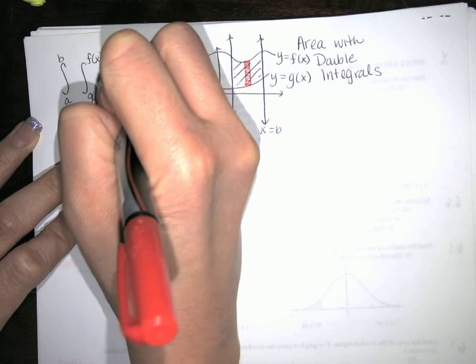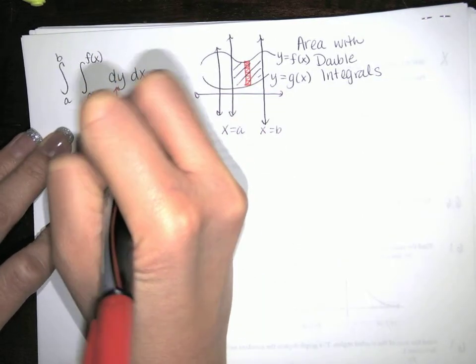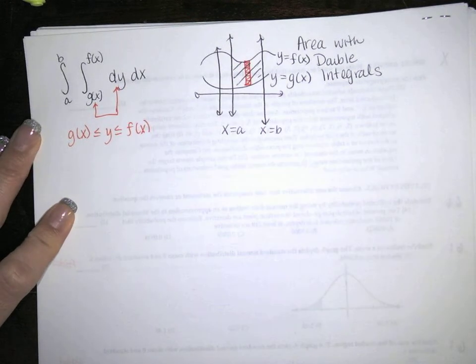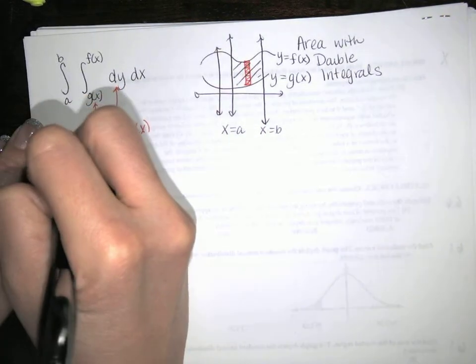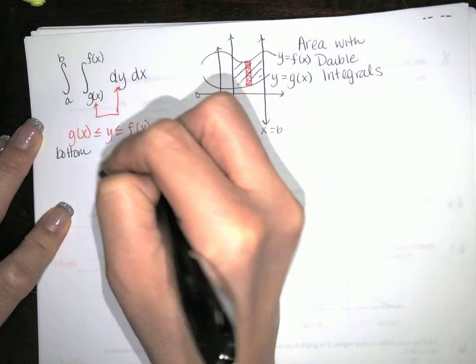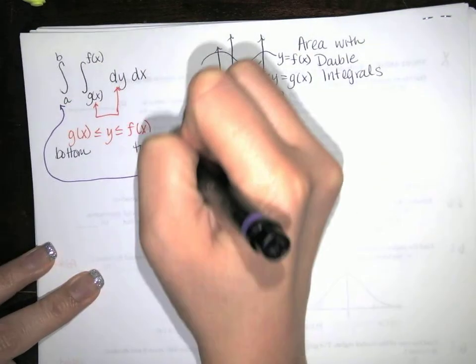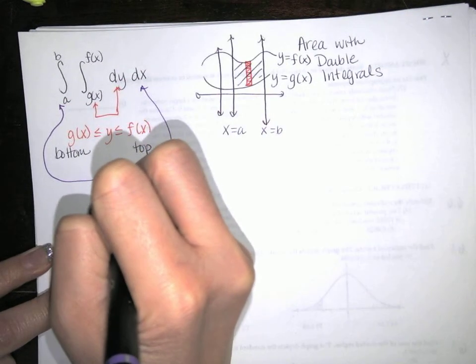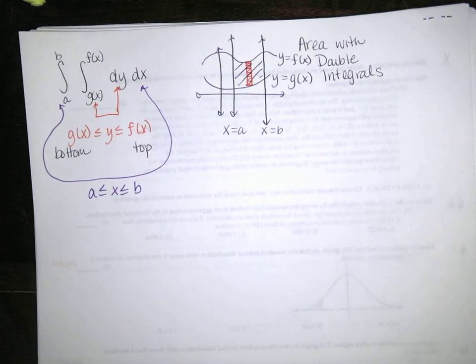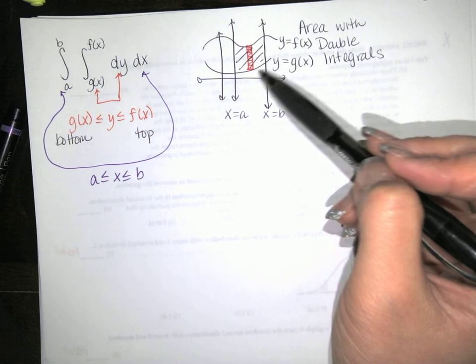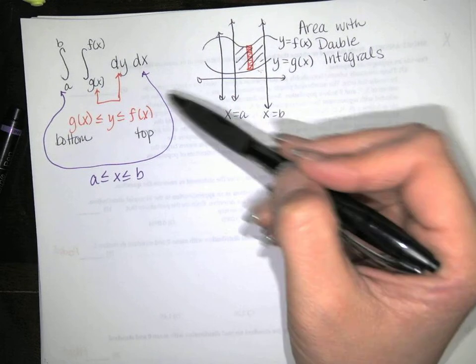So these bounds tell me that y is between g of x and f of x. And again, this is the bottom function for y, and f of x is the top function for y. And then these bounds, on the outside, they go with the outermost variable. They tell me that x goes from a constant to a constant. Okay, so that's one way we could describe this area, and we might be integrating over this area later, which is why we'd have to represent this area in this way.